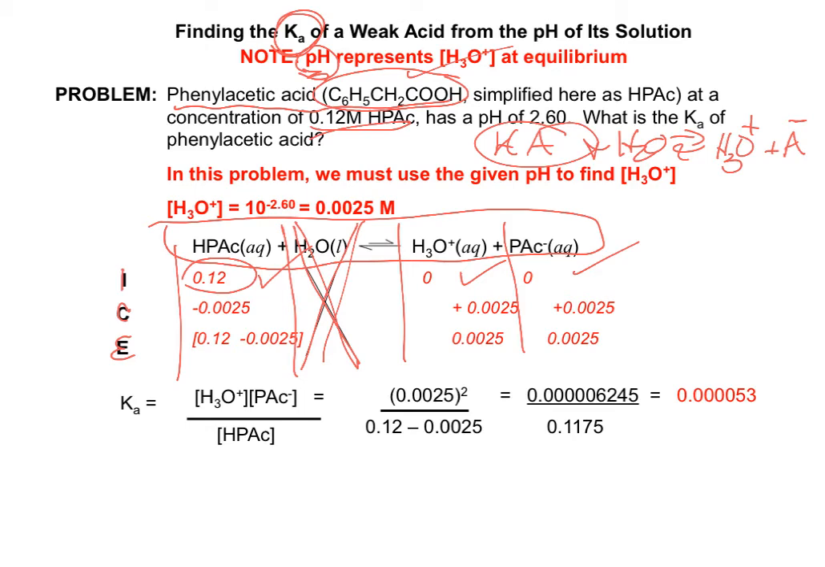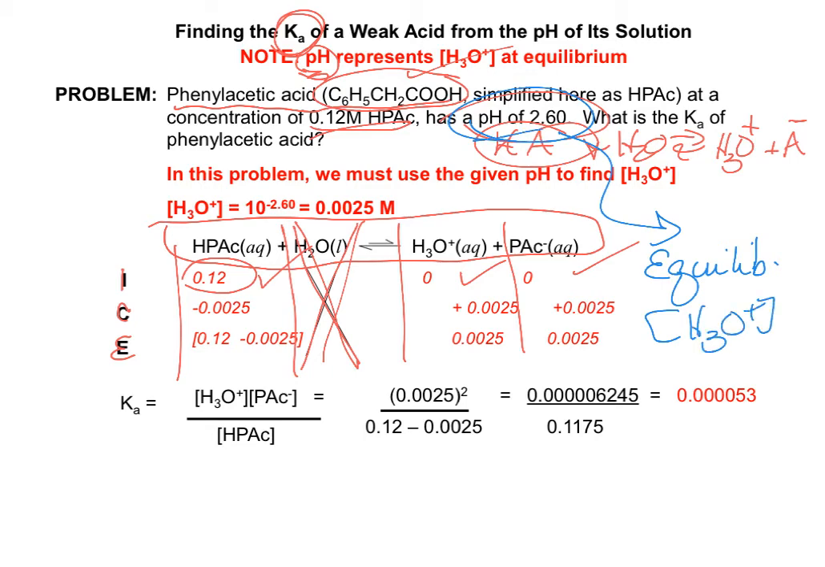Now, here's the catch. This makes it actually easier than weak acid problems that ask you to find the pH. They don't give you Ka, but they give you pH. So listen really carefully, this is important to understand. What pH tells you is the equilibrium concentration of hydronium ion. Let me say that again: pH represents the equilibrium, or the final, concentration of hydronium ion in a solution.